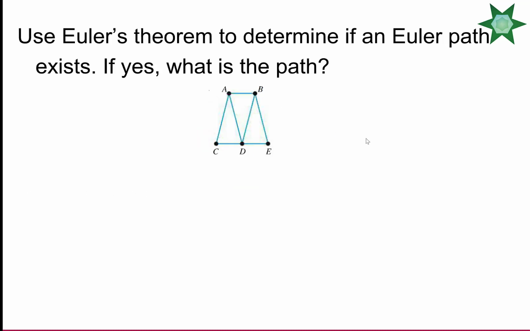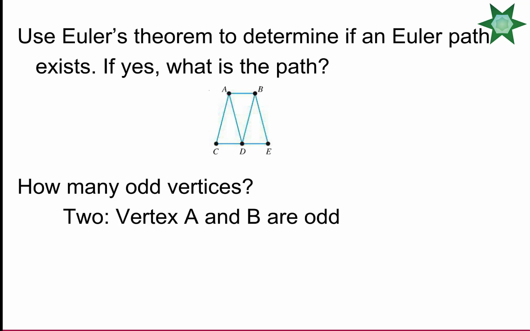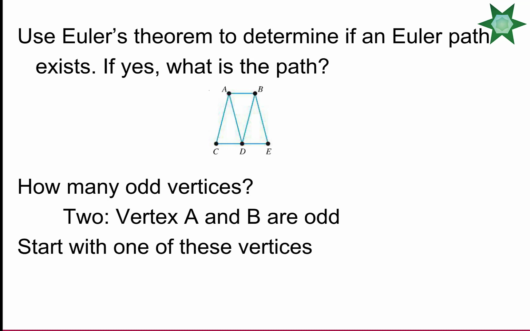Use Euler's theorem to determine if an Euler path exists. If yes, what is the path? So how many odd vertices? There's two, A and B. And so then we know we have to start with one of those. And let's say we start with A. So we can go A, B, E, D, C, A, D, B.